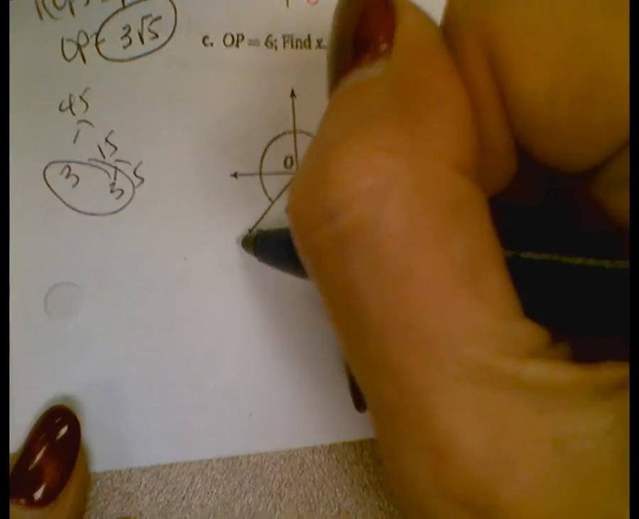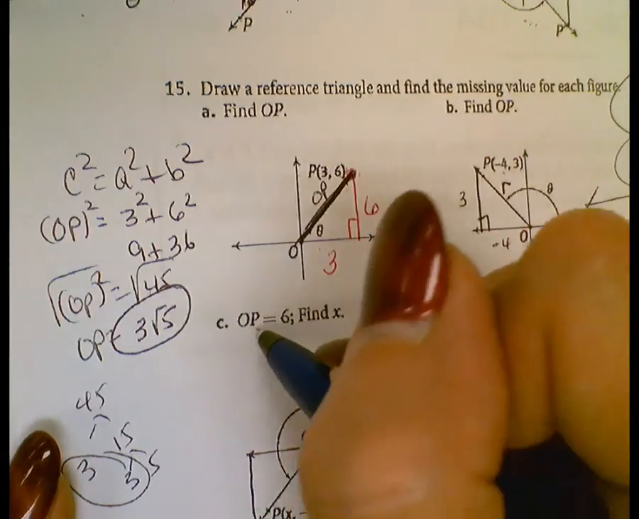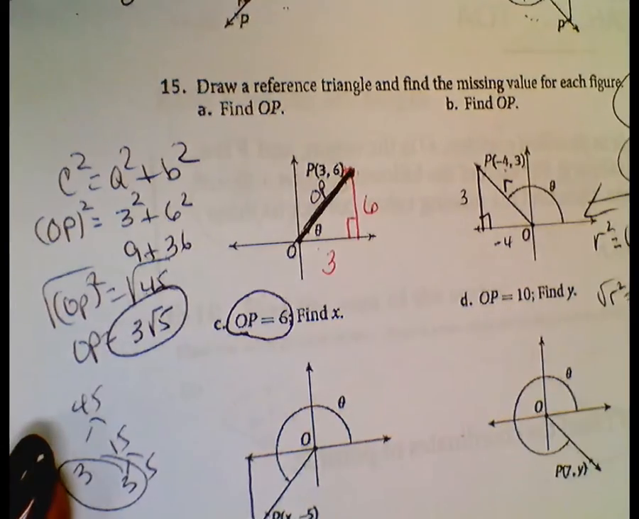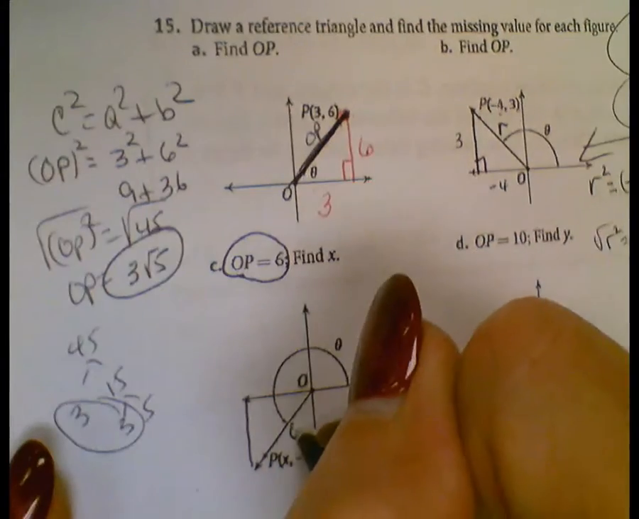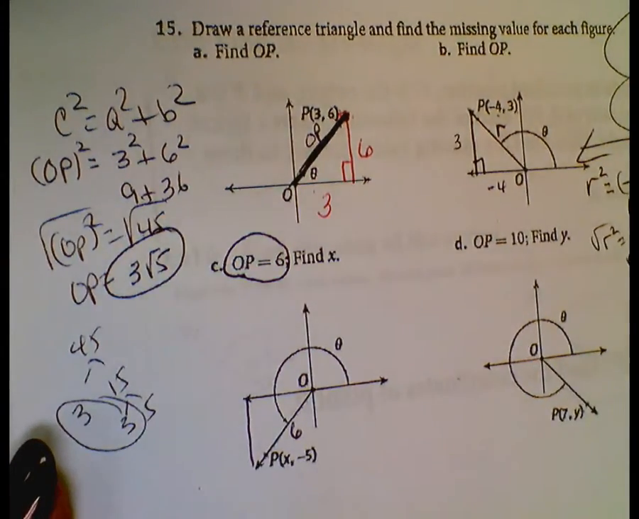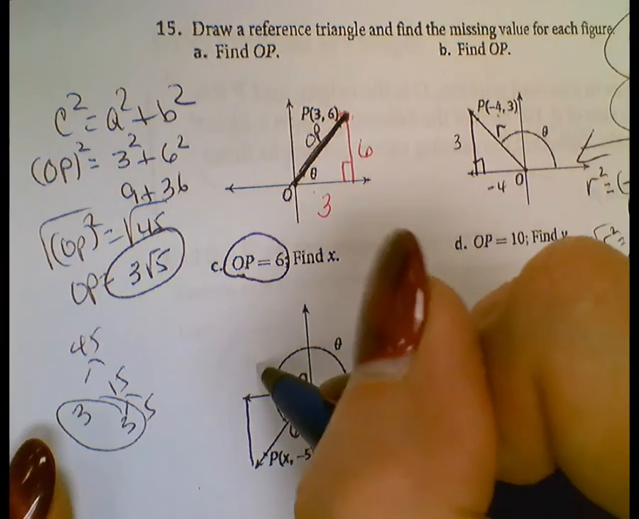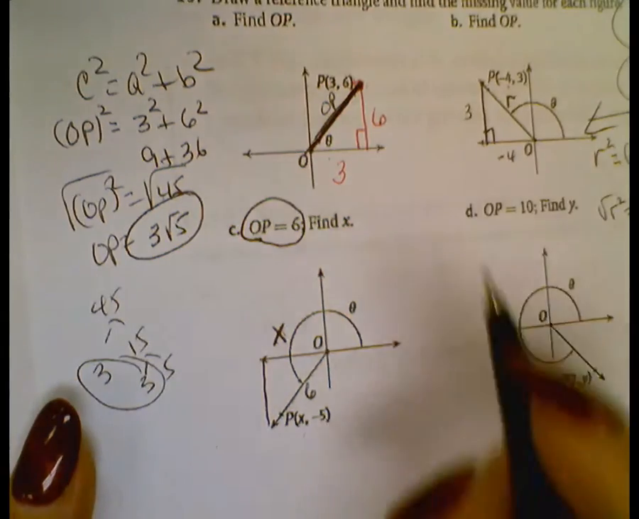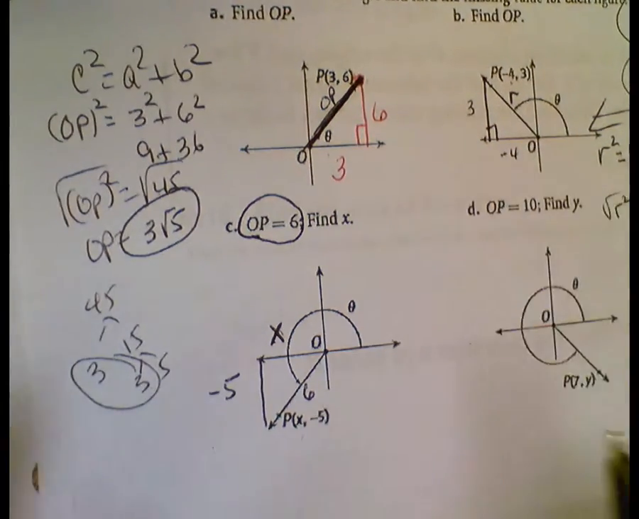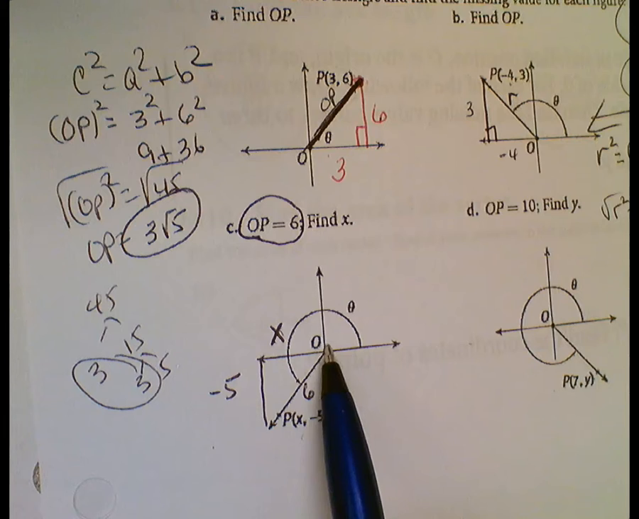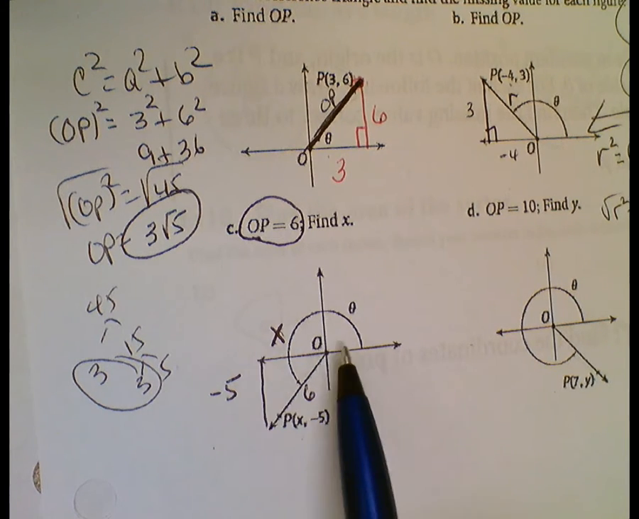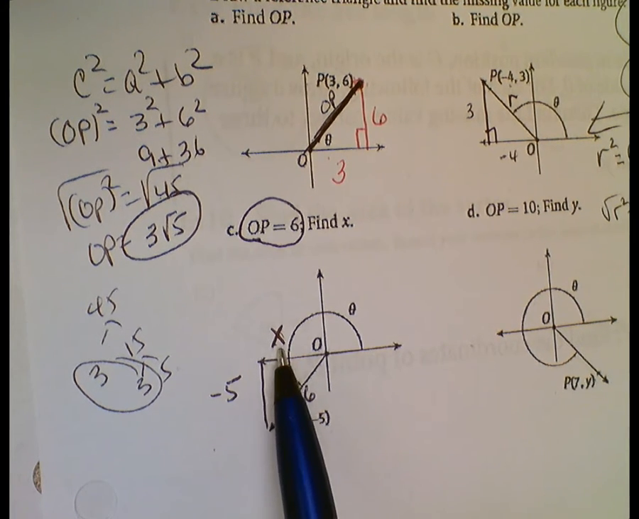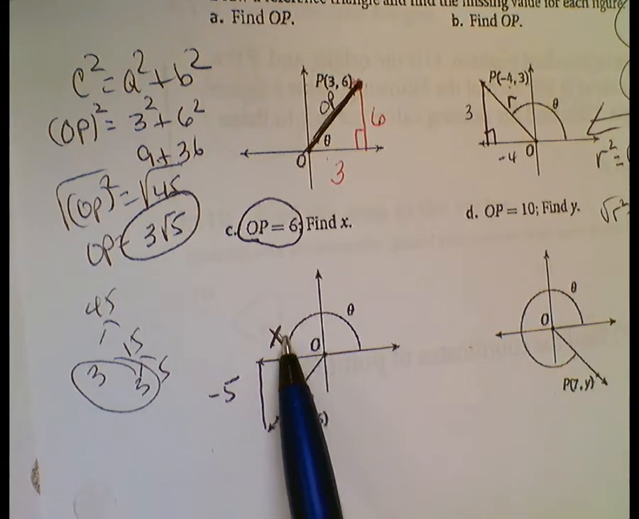Let's do this one. This time they told us what OP was. So they're giving us our hypotenuse this time. This is 6. You see that? Find x. So we don't know x. It says right there we don't know x. But we know the y is negative 5. Now, how many people can tell me, is x positive or negative if it goes from here, goes left? Would x be positive or negative? Hopefully you're saying negative. X is going to be negative, whatever we do here.